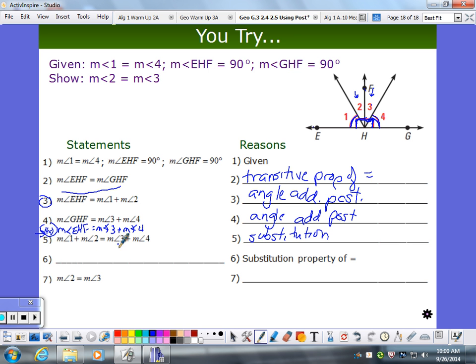So what can I say about these two things? They have to be equal because of substitution, but it is really the transitive property of equality. They were combining two things because they said substitution, but it's the transitive property. It's two little things happening. Well, I think we just say angle 1 plus angle 2 equals EHF, and angle 3 plus angle 4 equals GHF, therefore angle 2 equals angle 3.